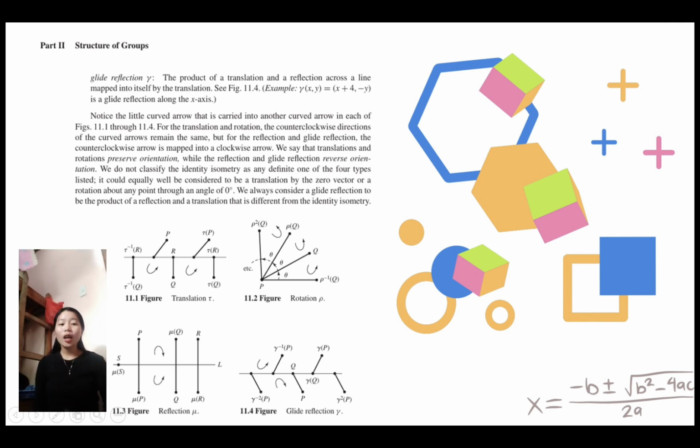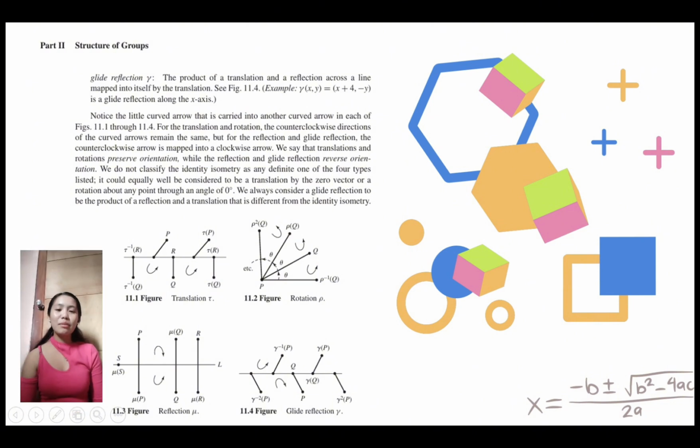In total, there are 4 main types of plane isometries. The first one is translation. The second one is reflection. The third one is rotation, and the last one is glide reflection. Each of these moves a shape in the plane without changing its size.